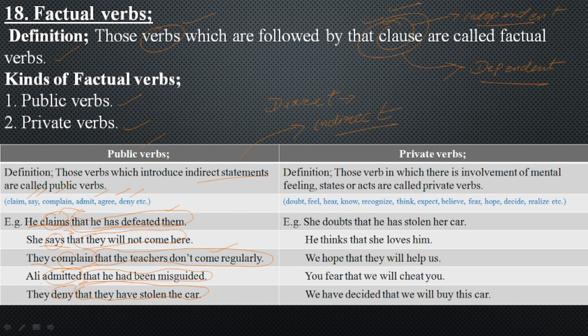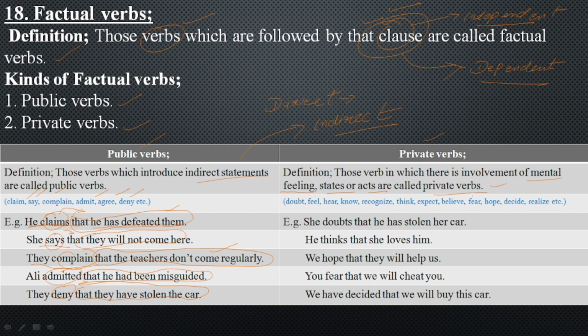So these are called your public verbs. Now we will talk about the private verbs. What are actually private verbs? They are also followed by that clause, but here we have another concept. Those verbs in which there is involvement of mental feeling, where we don't have any action, we just talk about mental feelings, in which there is no movement of hands and legs, just our thoughts where we express something. These states or acts are called private verbs.